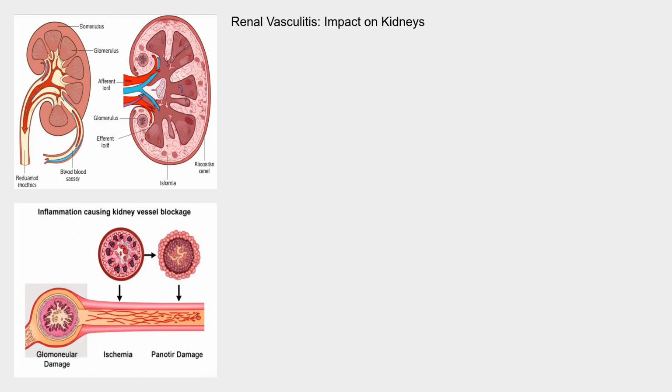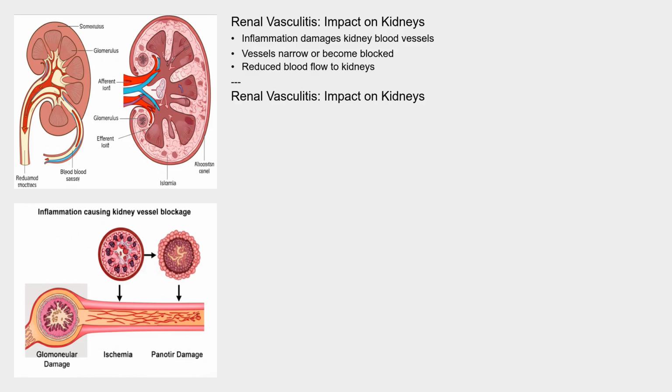Let's understand how renal vasculitis affects the kidneys. The inflammatory process damages the blood vessels, narrowing or even blocking them. This leads to reduced blood flow to the kidneys, causing tissue damage and impaired kidney function. The reduced blood flow causes ischemia, meaning lack of oxygen. Over time, this ischemia leads to scarring and eventual kidney failure if untreated. In many cases, the inflammation also directly damages the glomeruli, the filtering units of the kidney, leading to proteinuria, or protein in the urine, and hematuria, or blood in the urine.